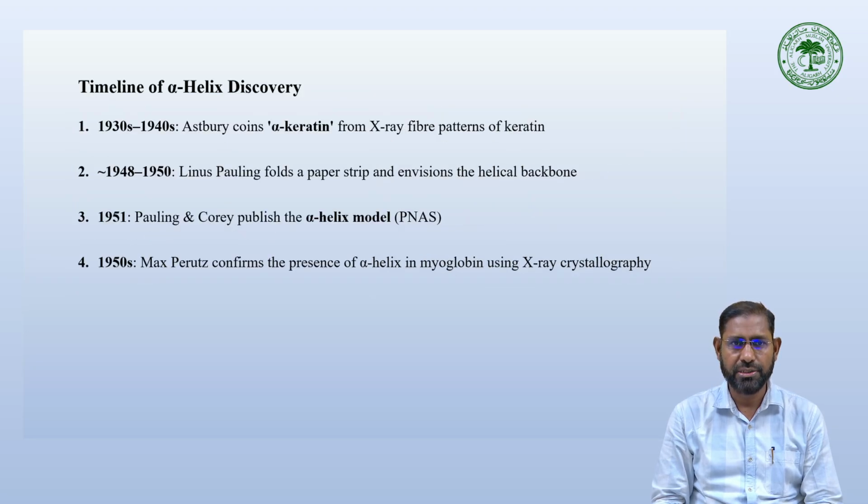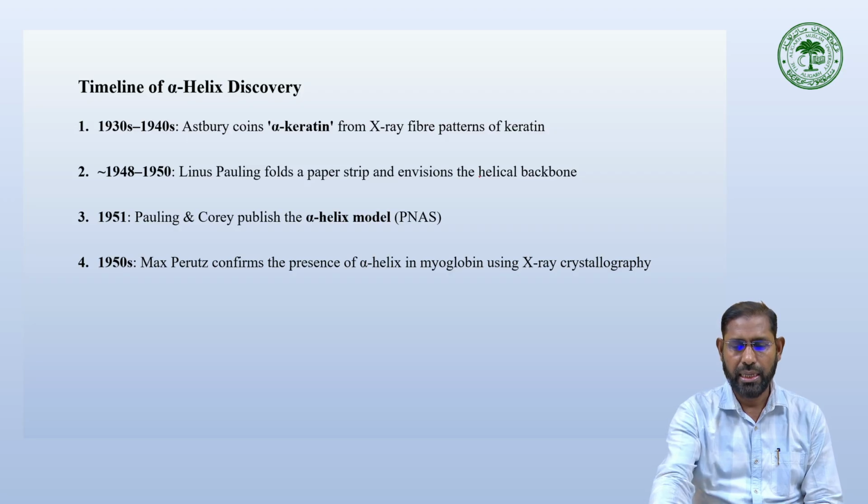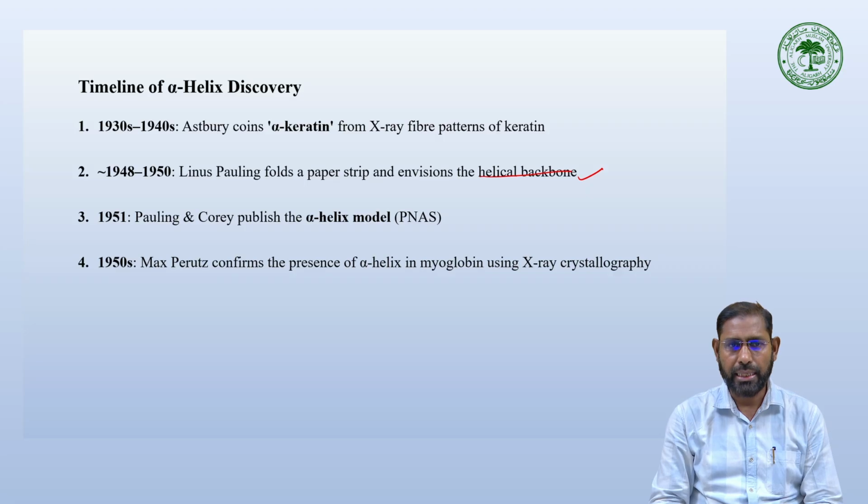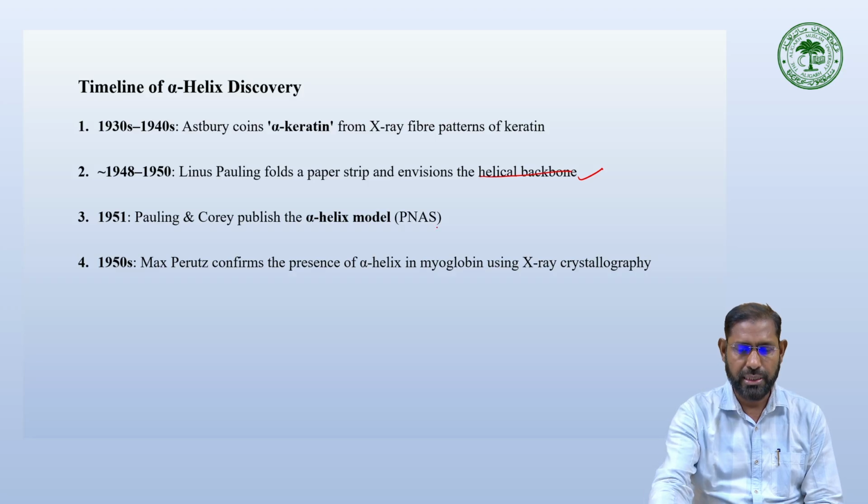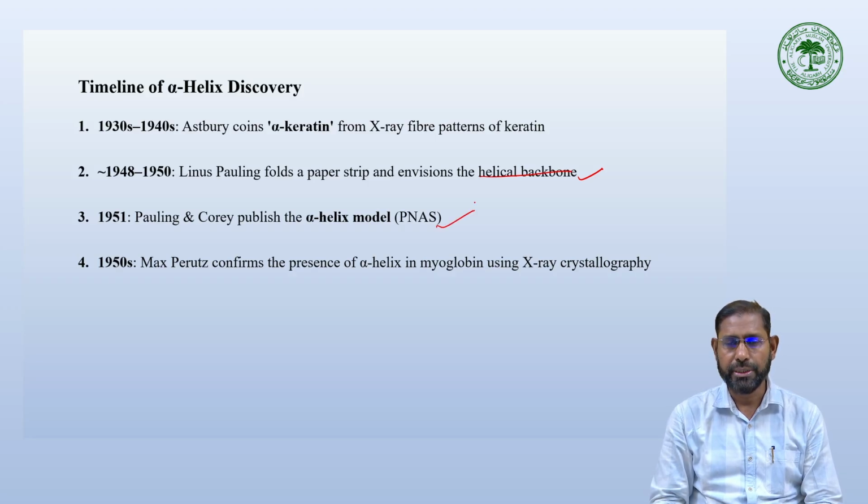Timeline for the alpha helix discovery. In the 1930s to 1940s, almost 10 years, Astbury found alpha keratin from the X-ray fiber pattern of keratin. In 1948 to 1950, Pauling folded a paper strip and envisioned the helical backbone, giving the concept of the helical backbone. In 1951, Pauling and Corey published the alpha helix model in the Proceedings of the National Academy of Sciences, a very reputed journal.